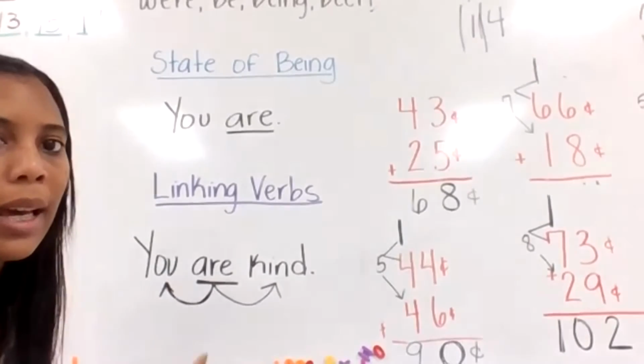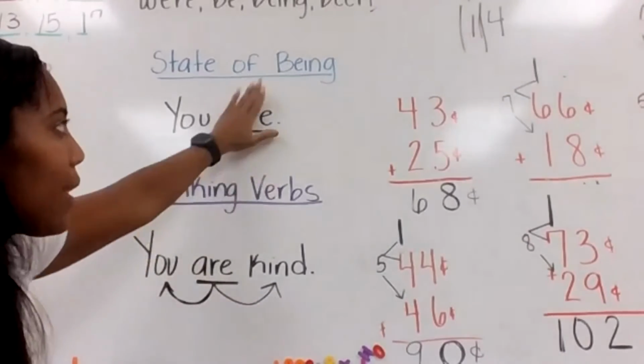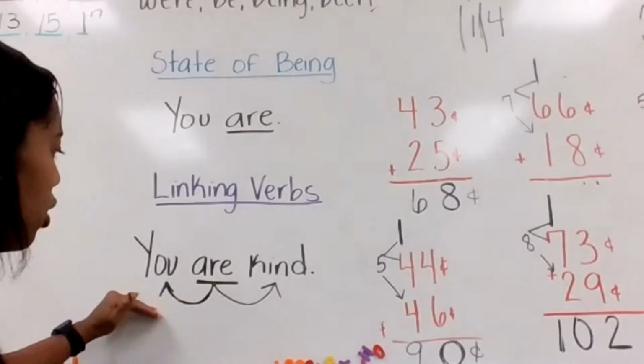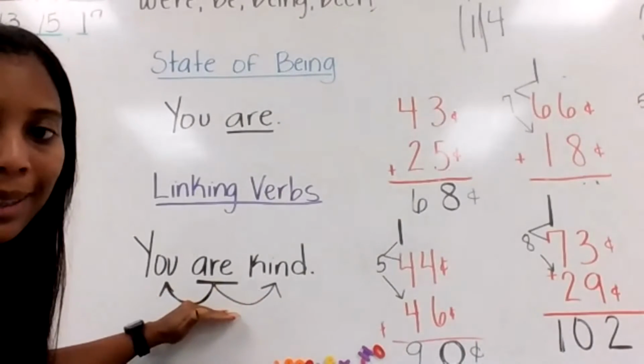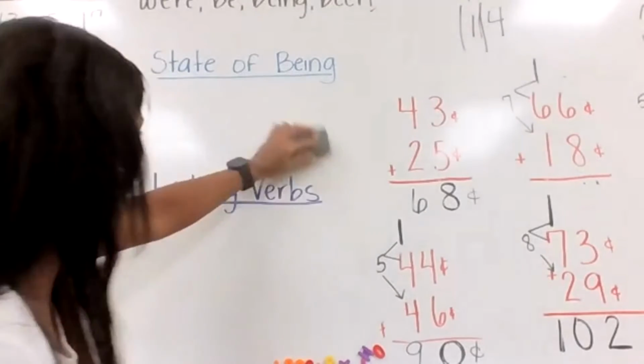Okay, do we have that? Yes, ma'am. So "you are" was state of being because it was just you are not doing anything, just there. But then when I say "you are kind," are has now turned into linking. It's linking you and kind. Okay, let's go to another one. Skip a few lines again.